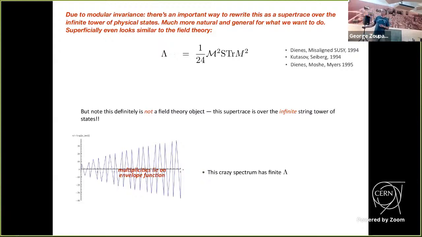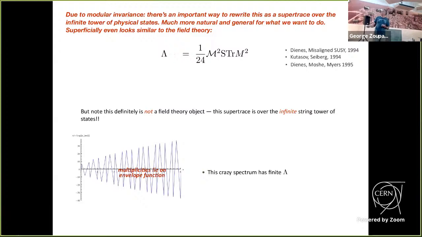And you'll see that these numbers are enormous. So this is the logarithm. You see this is 10, 20, 30, and so on. So this thing is blowing up in terms of the number of states, or even the difference in the number of states, bosons minus fermions, is blowing up. And so the spectrum is completely crazy all the way up to infinity.